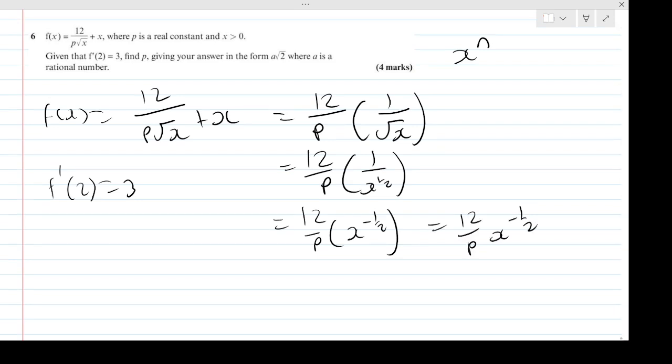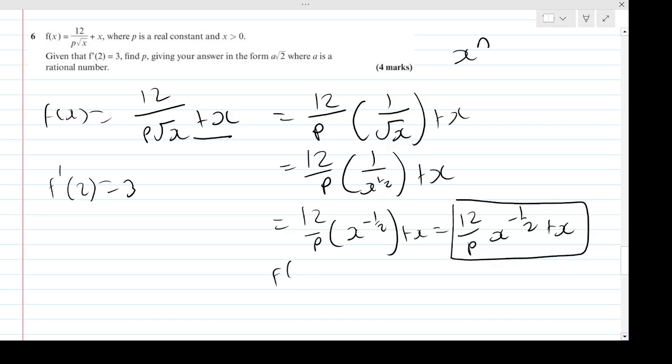Now we can add x, right? Remember we're adding x as well. So that's my final expression. They're both now up as powers of x, right? So now I can differentiate. So f dash of x then, if this is f of x, well, it's going to be minus a half times by my number in front, so 12 over p times by minus a half x, and then minus a half, subtract 1, so we knock 1 off the power, that'd be minus 3 over 2. And then differentiating x leaves us with 1.